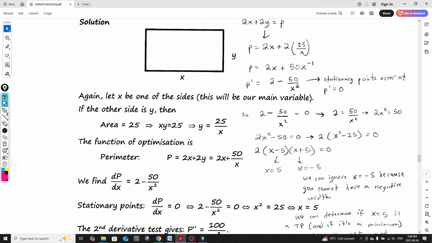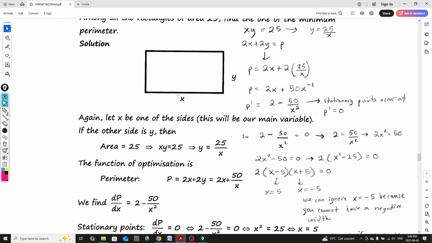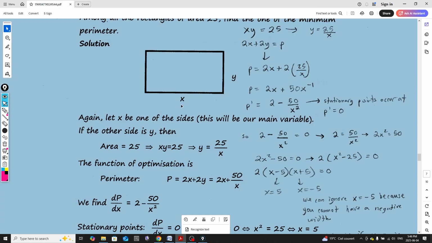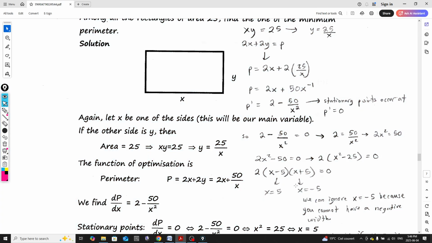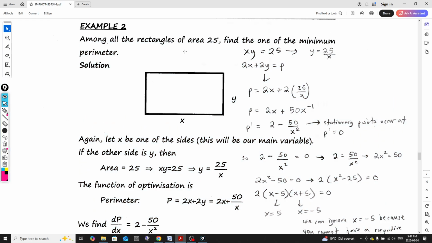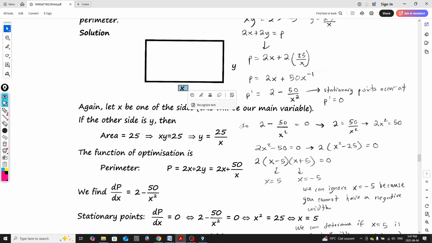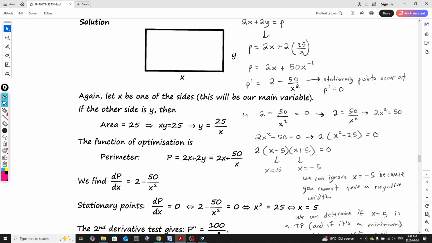Except remember that x is in fact a length, so it wouldn't make sense for us to have x equals minus 5. Is it a length or a width? It doesn't matter. Let's say it's a width. You can't have a negative width, so I'm going to ignore that and stick with x equals 5.